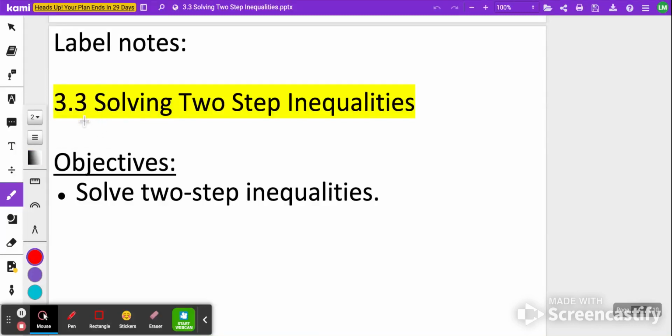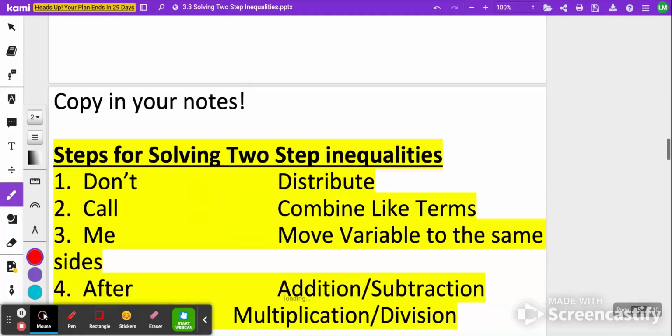Today we're going to look at lesson 3.3, how to solve two-step inequalities. And you're going to realize that there's a lot of similarities between solving two-step inequalities and solving two-step equations, which is what we did in the previous chapter. So let's go ahead and get started.